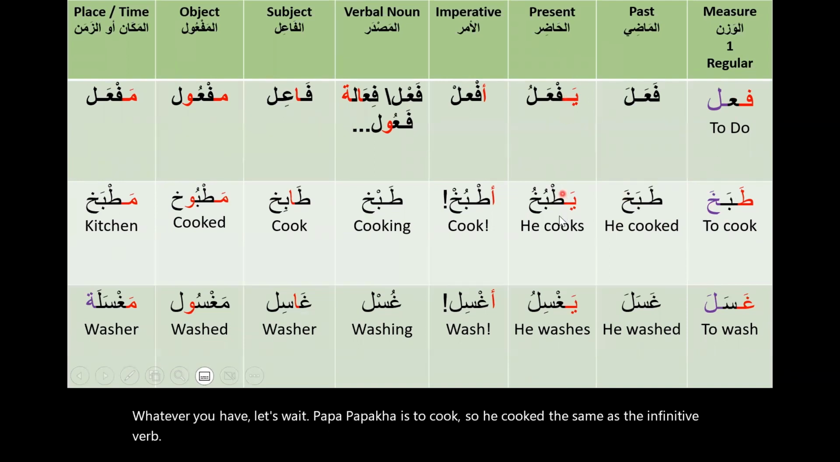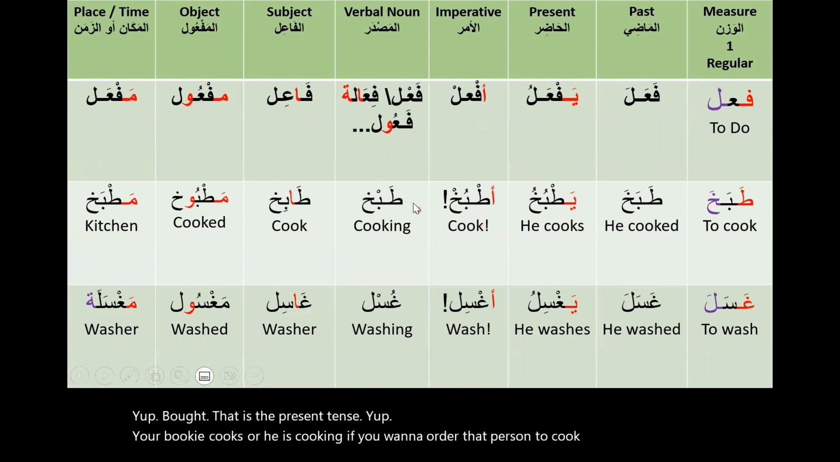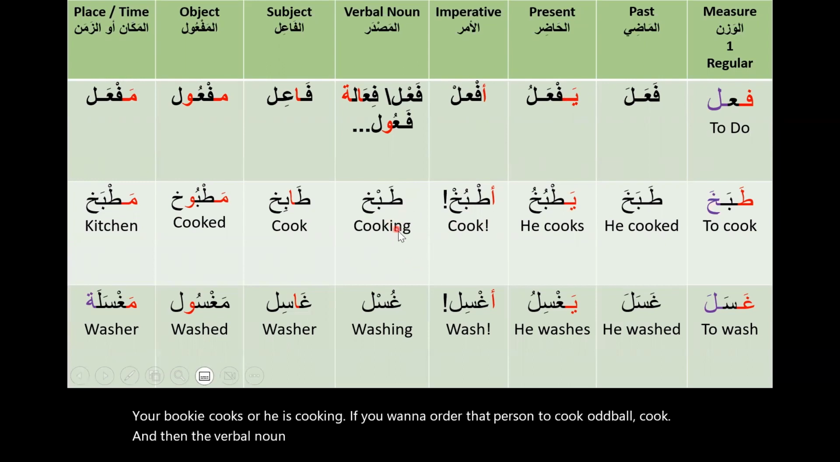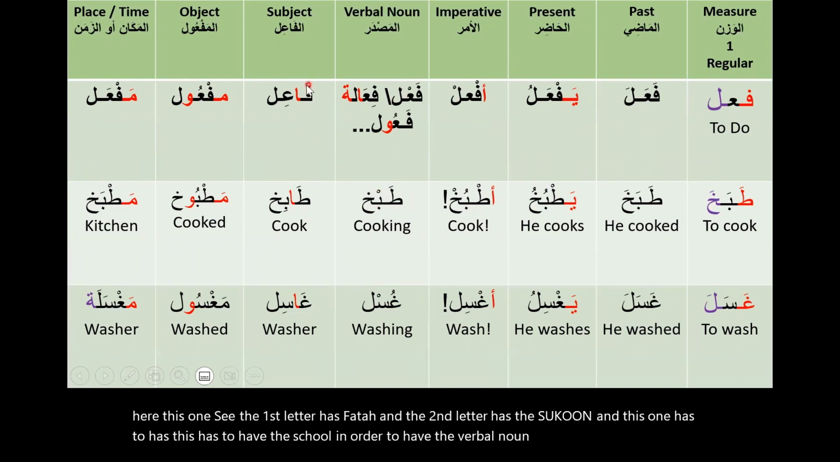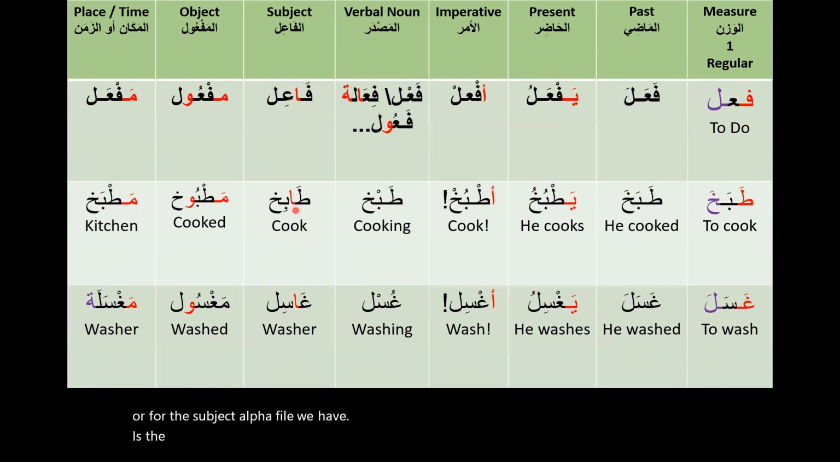يطبخ, that's the present tense. يطبخ, he cooks or he is cooking. If you want to order that person to cook, اطبخ, cook. All right. And then the verbal noun or the masdar here is طبخ. And we are using the first one here, طبخ. See, the first letter has fatha and the second letter has a sukoon. And then for the doer or the subject, al-fa'il, we have طابخ. طابخ is the form, but we use طباخ.